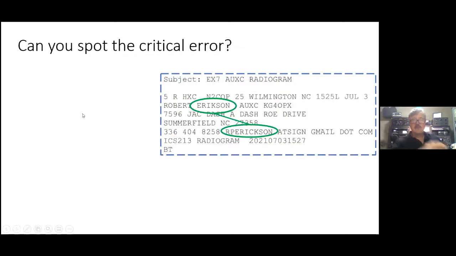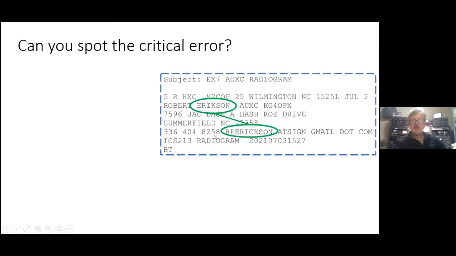Okay, here's another example. This is, again, just the address off of a message that was originated. I think because I've circled them, you can see the critical error in this message. Okay, so Robert Erickson, I spell Echo, Romeo, India, Kilo, Sierra, Oscar, November, Erickson. And then of course the email is, I spell Romeo, Papa, Echo, Romeo, India, Charlie, Kilo, Sierra, Oscar, November. It turns out when a copy of this message was transmitted via email for delivery, that somebody had put a C in here that doesn't exist. The correct email is RP Erickson without the C, same as you have up here, okay?